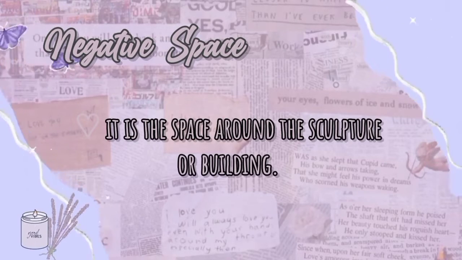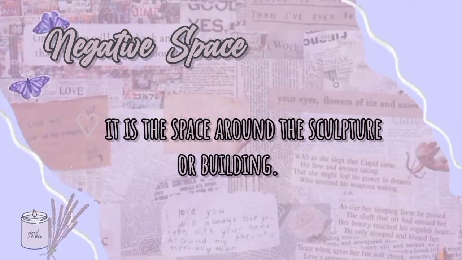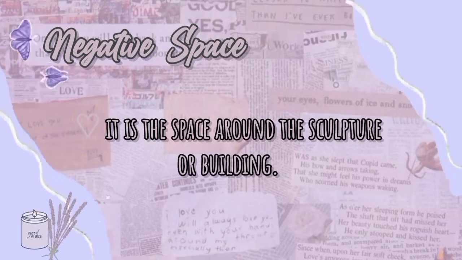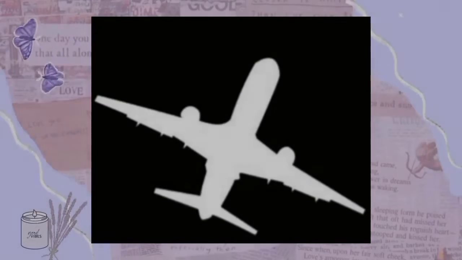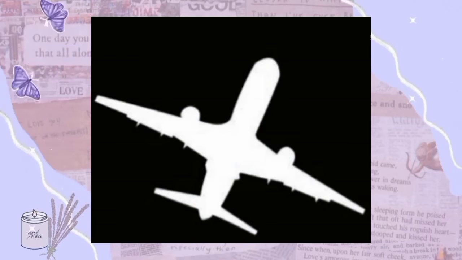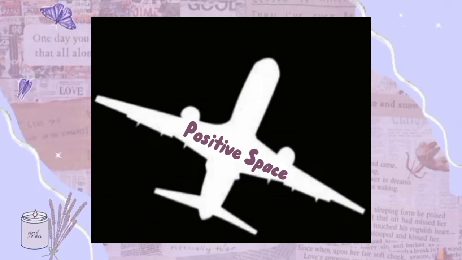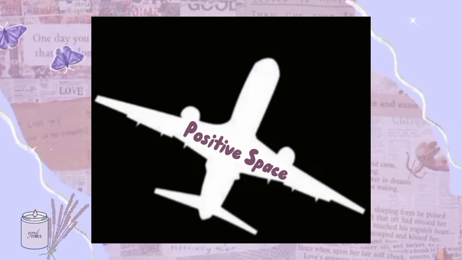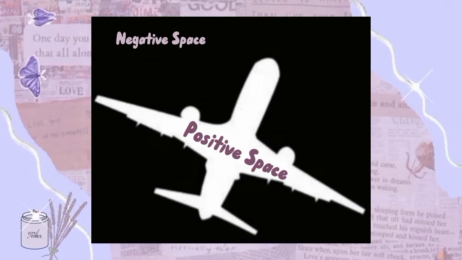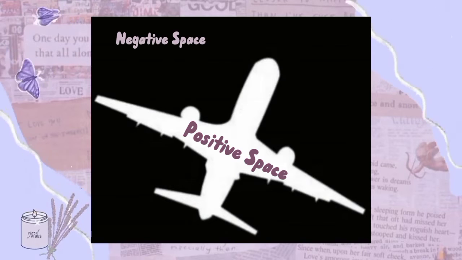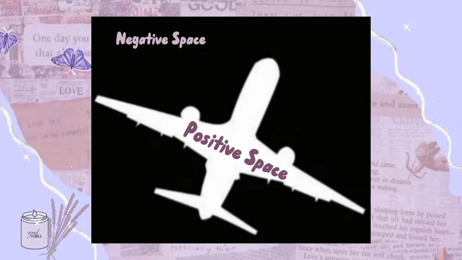Negative space is similar to a negative shape. It is the space around a sculpture or a building. Now, to further understand the two, here is an example. As presented in the picture, the positive space is the plane, since obviously it is being emphasized. And the negative space is the background, the black background in the photo, since it is the space around the sculpture or the actual object or subject in the photo.